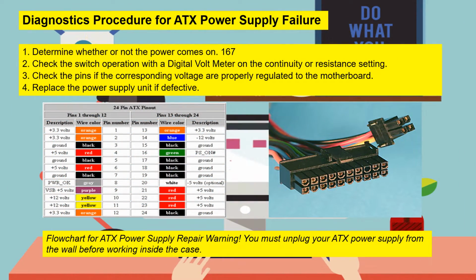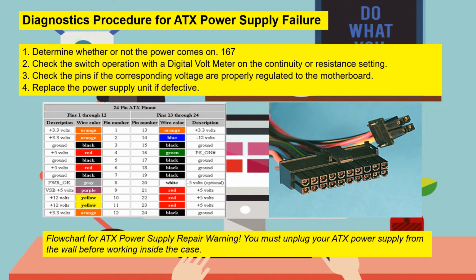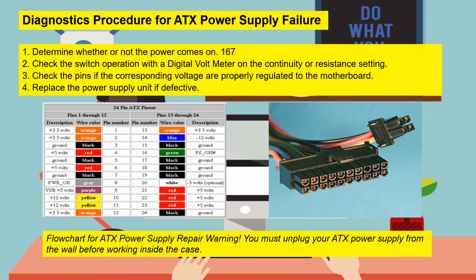Diagnostics procedure for ATX power supply failure. Number 1. Determine whether or not the power comes on. Number 2. Check the switch operation with a digital voltmeter on the continuity or resistance setting. Number 3. Check the pins if the corresponding voltages are properly regulated to the motherboard. Number 4. Replace the power supply if it's defective.